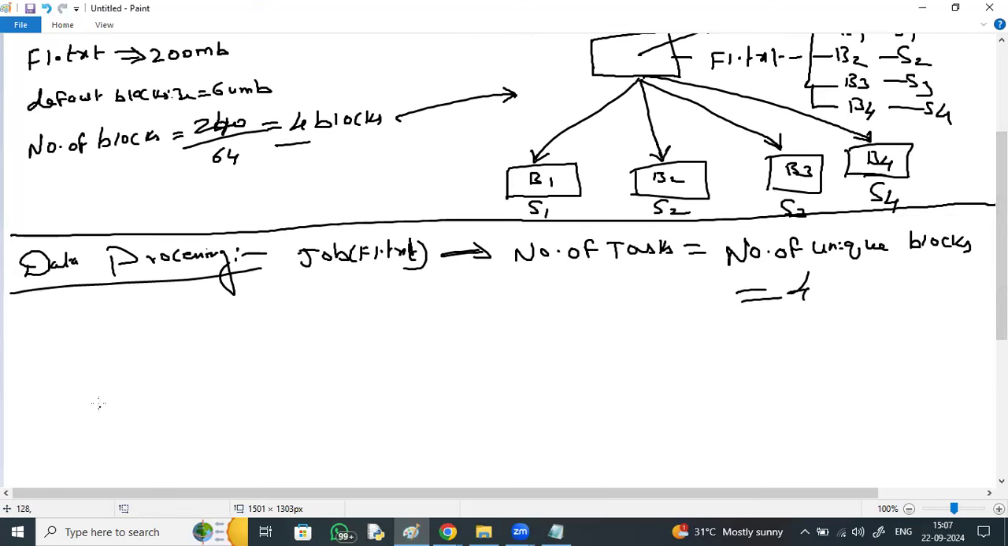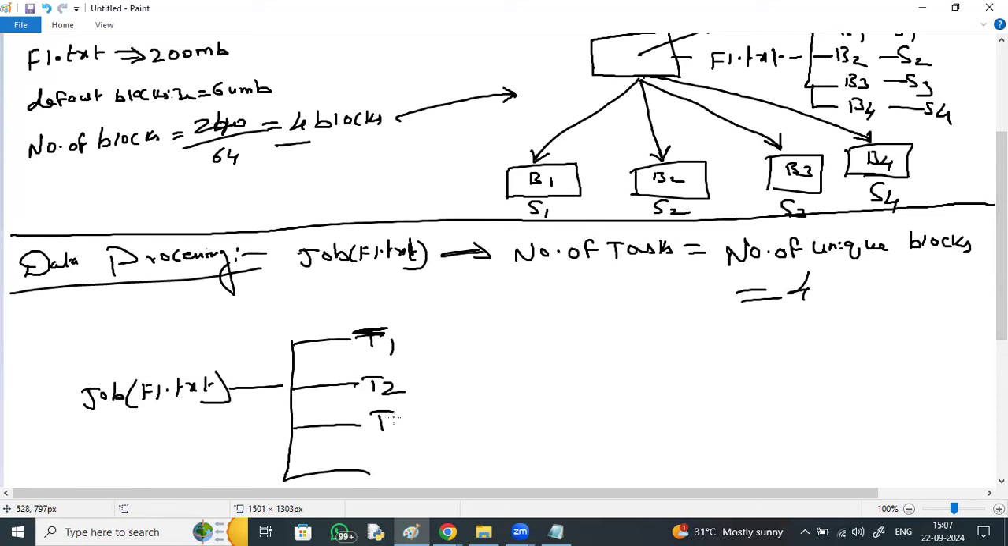T1, T2, T3 tasks. Job to process f1.txt into 4 tasks: T1, T2, T3, T4. T1 for executing B1, T2 for executing B2, T3 for executing B3, T4 for executing B4.